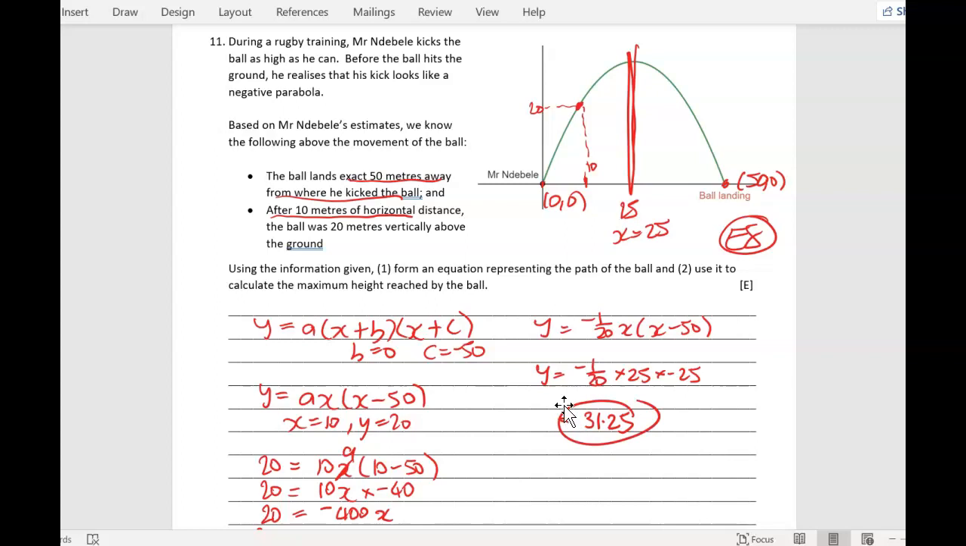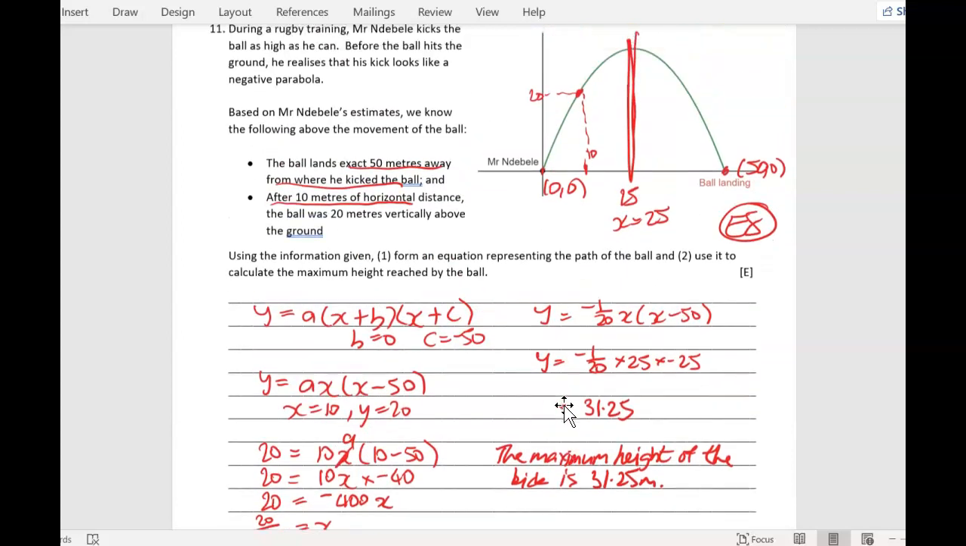The maximum height, I'm just going to explain this in words to finish up my answer. The maximum height of the kick is 31.25 meters. So that wraps up our question.